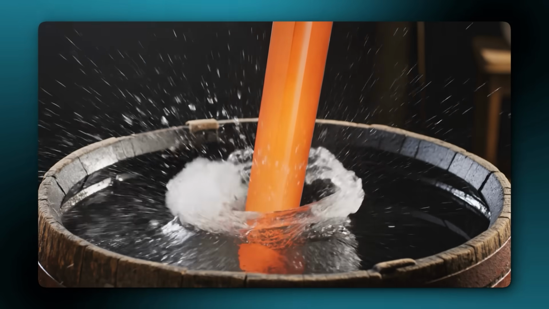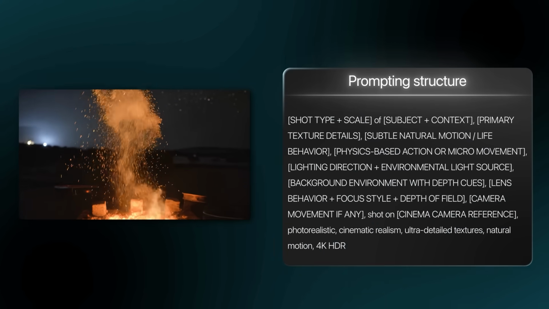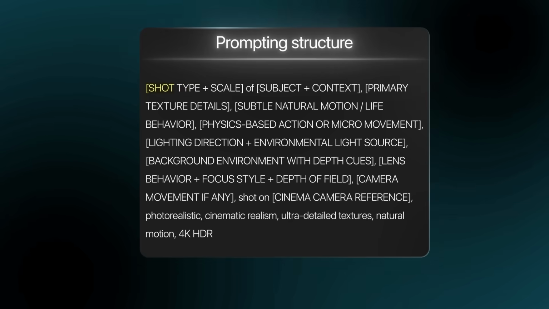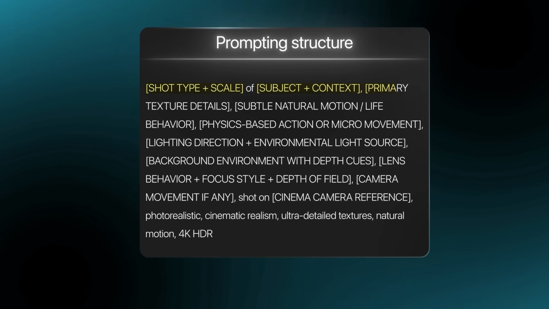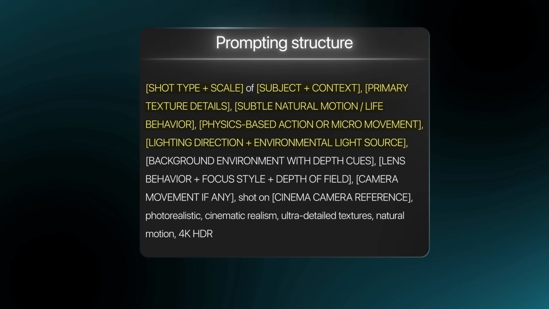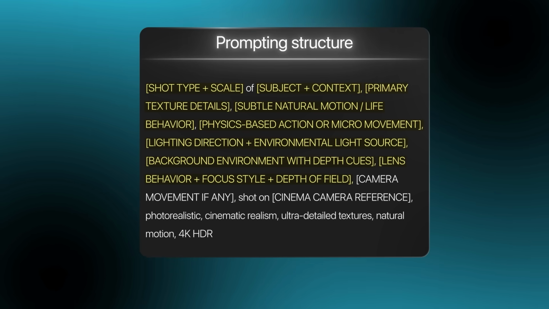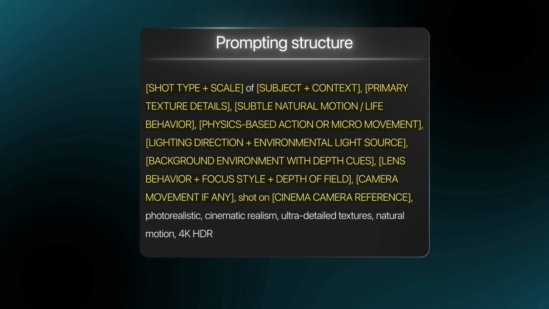Now let's go behind the scenes of the short film we just watched, because the prompts I used are not random. I built a single template that I use for every single shot in this entire video. And once we have it, we can plug in literally any subject and consistently get results that look like real cinema footage. Here's the template: shot type and scale, subject and context, primary texture details, subtle natural motion or life behavior, physics-based action or micro movement, lighting direction and environmental light source, background environment with depth cues, lens behavior, focus style and depth of field, camera movement, if any, and finally the cinema camera reference.